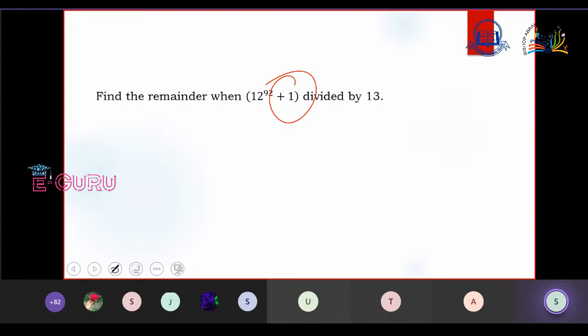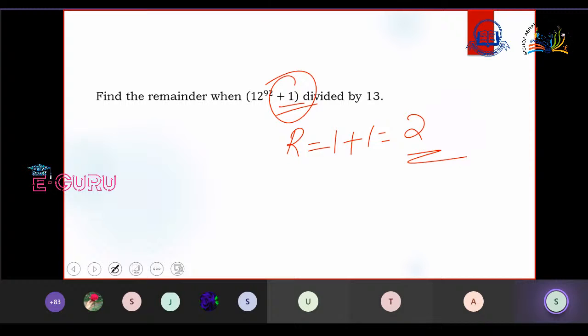So 12 raised to an even power divided by the next number, the previous number, we know the remainder is 1. Now this plus 1 is there, so just add that plus 1, so the final remainder will be 2 only. Okay, if any doubt, we can check with some smaller numbers.